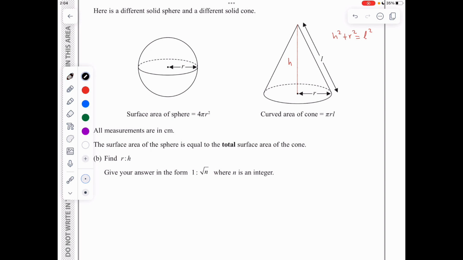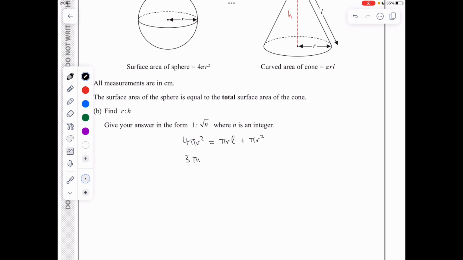So let's start off by working on the fact that the surface area of the sphere is equal to the total surface area of the cone, and therefore we have that 4πr², the total surface area of the sphere, is equal to the total surface area of the cone, which is the curved surface area πrl plus πr², which is the base of the cone. It's just a circle. This means that we end up with 3πr² is equal to πrl, and therefore I can simplify the π with the π and the r² with r, leaving me with r on the left hand side.